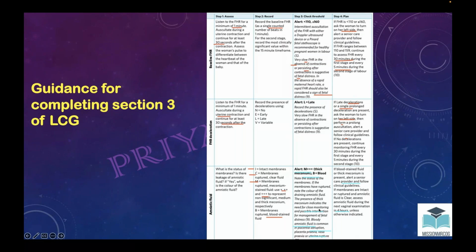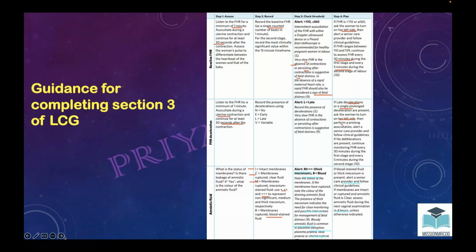So what if the alert is there? What is to be done? If there is thick meconium and blood stained liquor, it has to be informed to the senior health professional and follow the clinical guideline. And if it is not there, and labor is progressing well, then further examination is done after 4 hours. Okay, so this is the guidance for completing section 3 of the LCG.